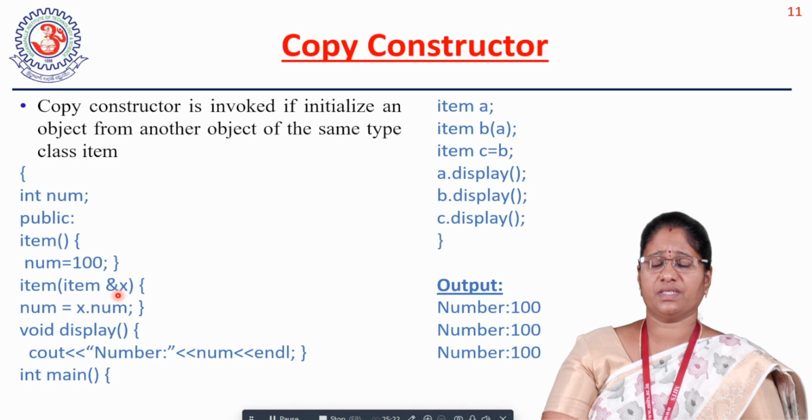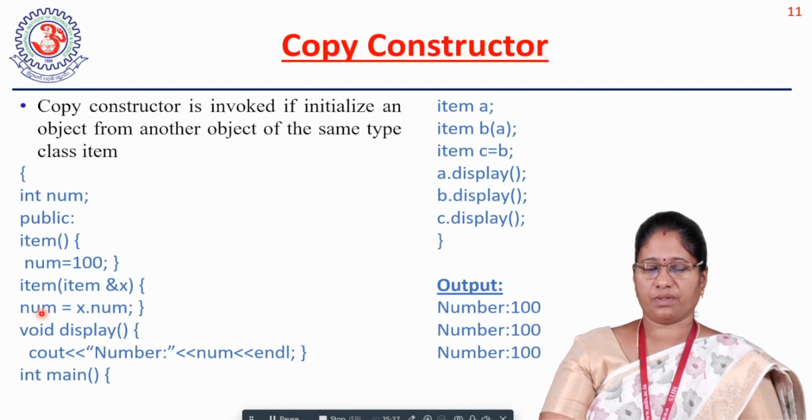After giving this, you have to give the definition like this. Your data member is to be number, and your copied variable is to be x. Whatever value is there, that value is to be assigned to that variable. Okay, so this is what we call a copy constructor.